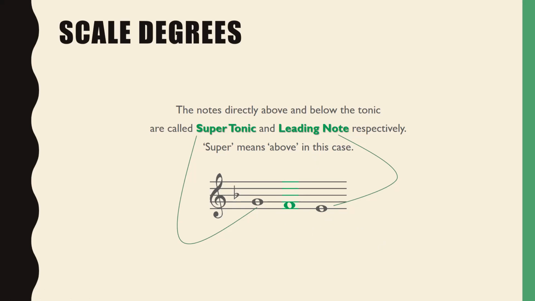So I'll sing it for you. Here's the major scale. La, la, la, la, la, la, la. If I stop on note number seven, it feels like I still need to go somewhere, right? Listen to it again. La, la, la, la, la, la, la. It wants to go la. So the seventh note is always leading to the tonic. That's why we call it the leading note.